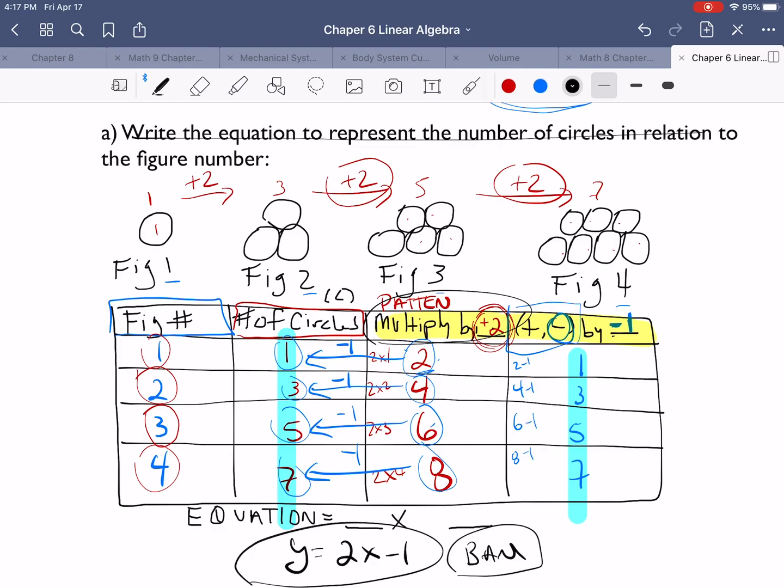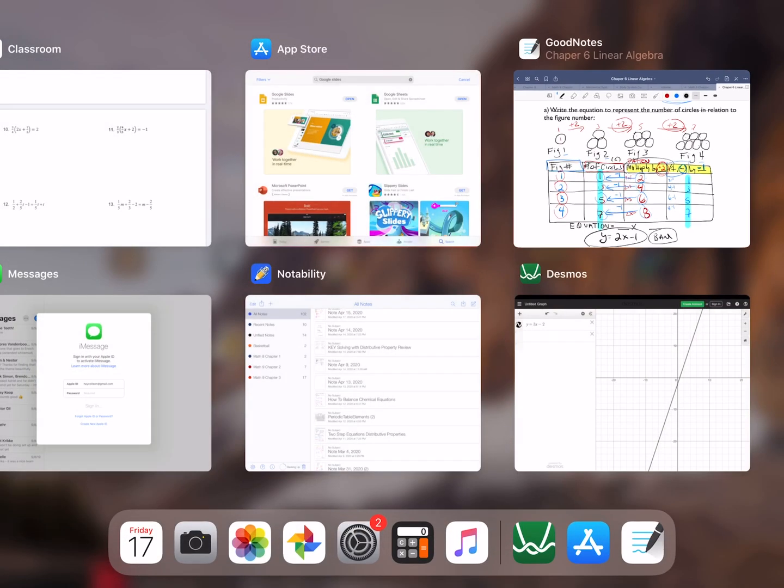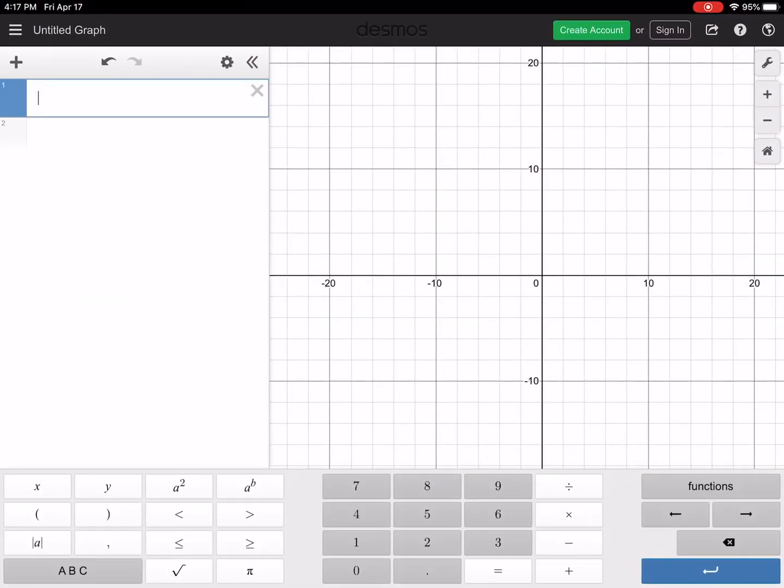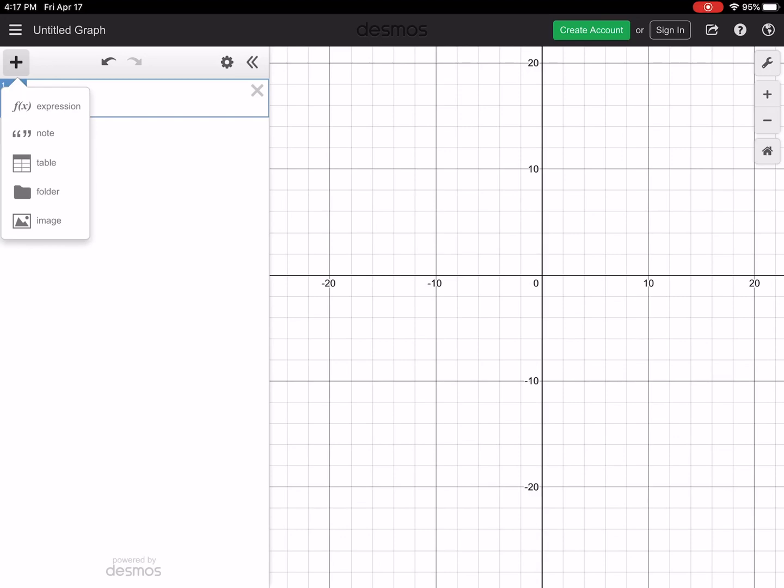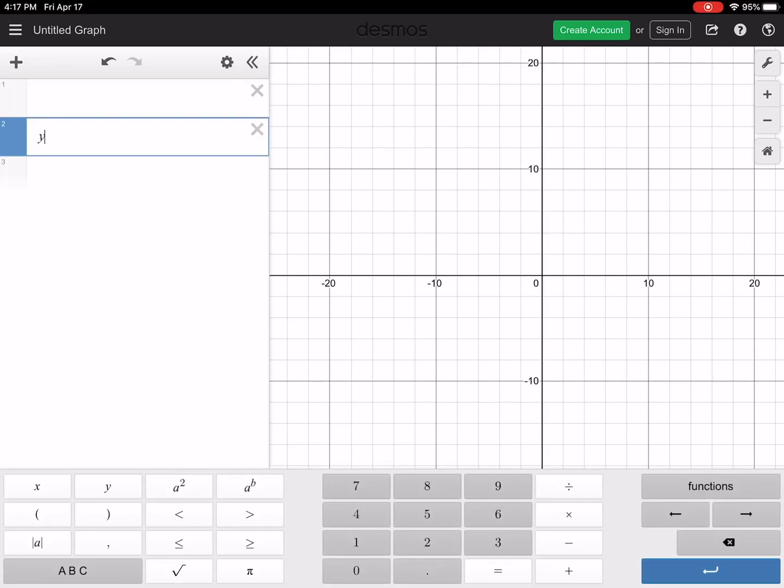This is your linear equation. It's going to make a straight line, 2x minus 1. If we go ahead and do that right now, just again to show you, because this is going to be important later, 2x minus 1, there you have it, and there's your graph.